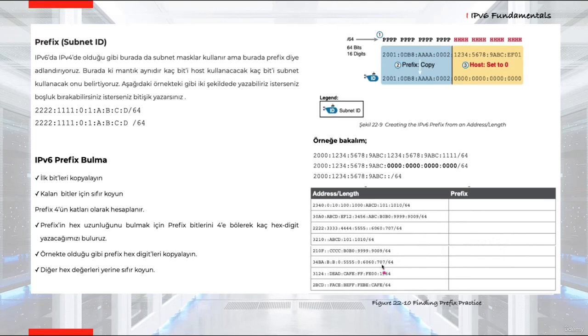You can do other examples. You already have answers at the end of our document. You can also look at the answers from there.